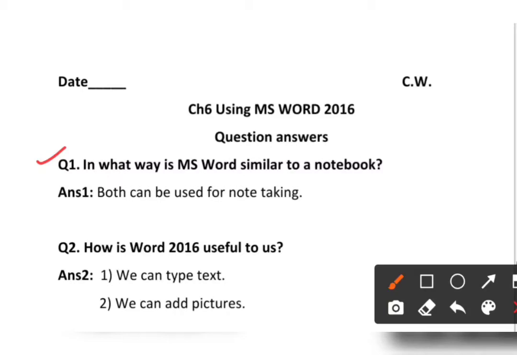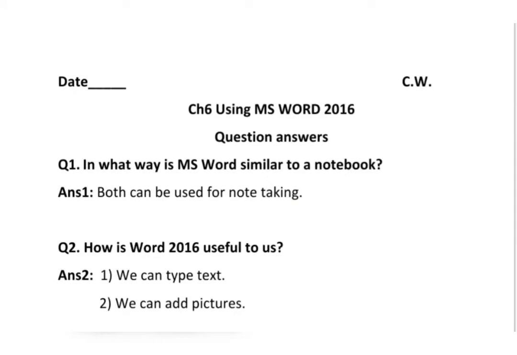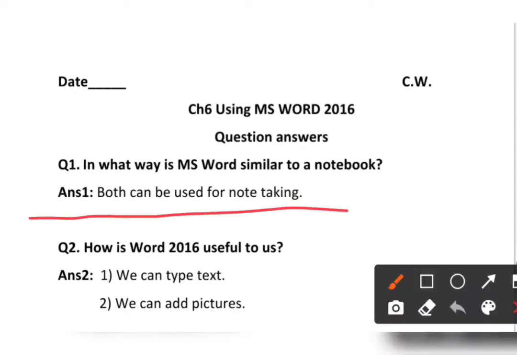In the next line, you will write answer 1 and the answer is both can be used for note taking. Okay, MS Word and notebook both can be used for note taking. That is to write the notes. After writing answer 1, be careful, you will have to leave one line. As you can see here, you have to leave one line after writing the answer. Then write question number 2.